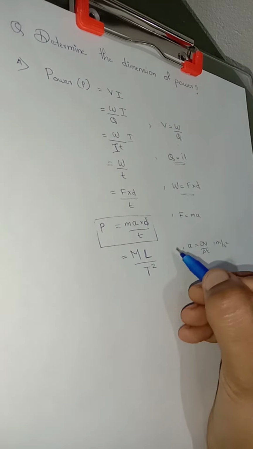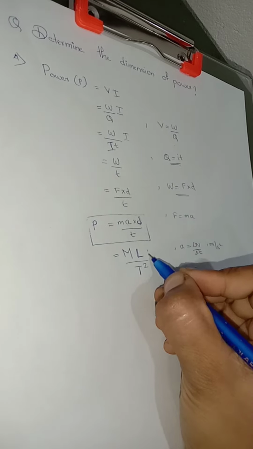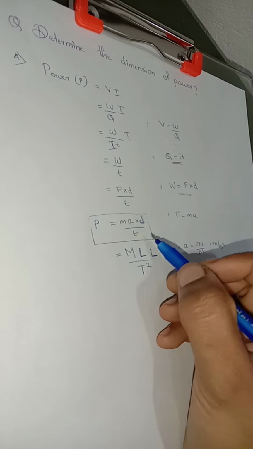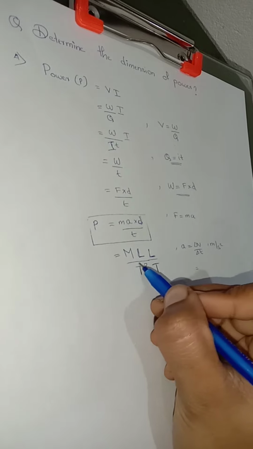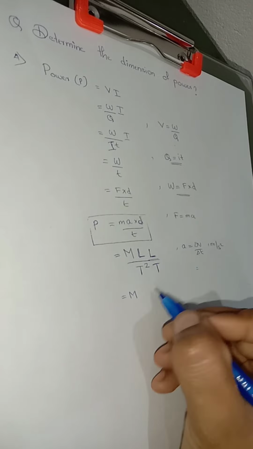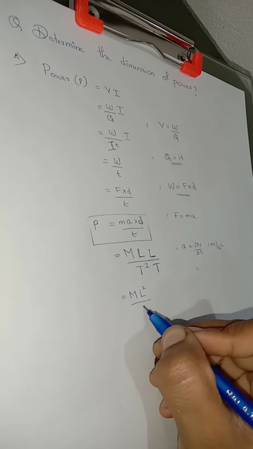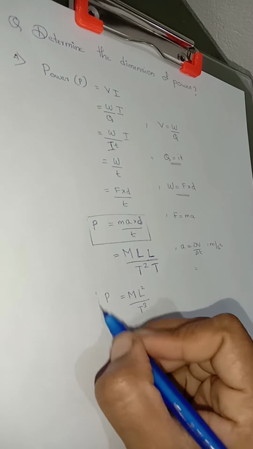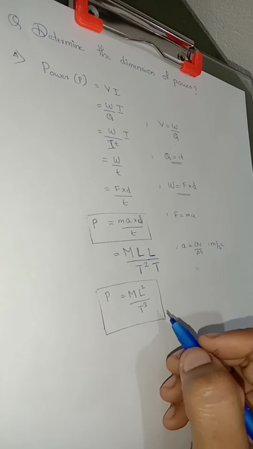Now we have D by T. D is displacement, so it also represents L. D, displacement or distance, is represented by the letter L. And again T, T is again time. So it is again T. So this we can simplify and write. L into L, so M into L square, and T square into T becomes T cube. So power is equal to ML square by T cube. This is the dimension for power.